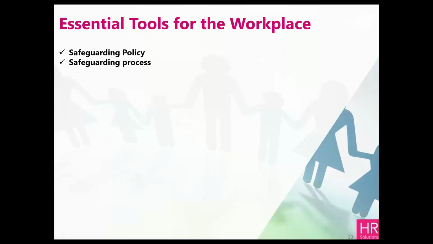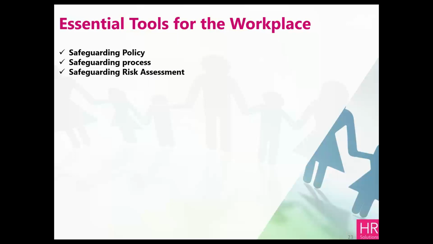Is there a process that then drops out of the policy, and it could be in a table form, a flowchart form, that everybody knows what they're doing, and should there be an incident or allegation, you can follow the process to the letter, and there should then be a successful outcome.